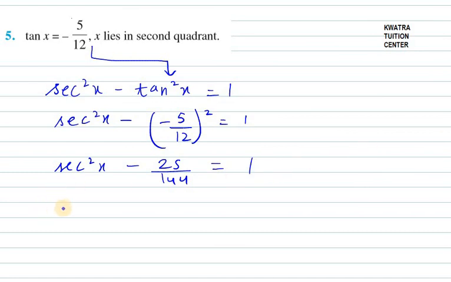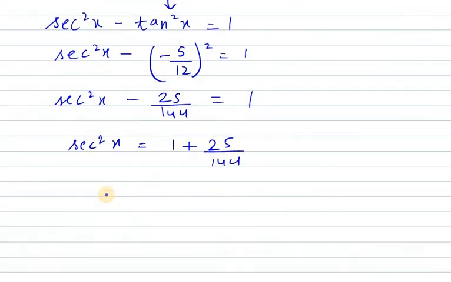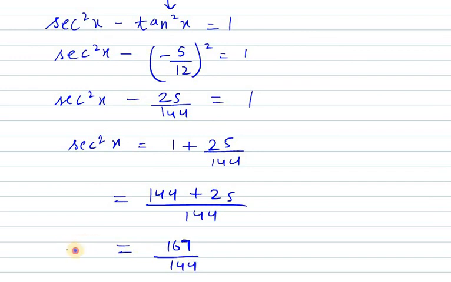Now we'll bring minus 25 over 144 to the right hand side. So it will be sec square x equal to 1 plus 25 over 144. Now taking LCM we get 144 plus 25 over 144. So it will be 169 over 144. So we get sec x as under root 169 over 144. So this will be 13 over 12.